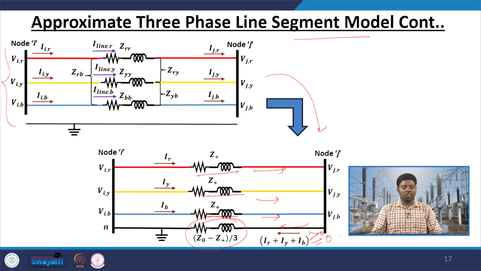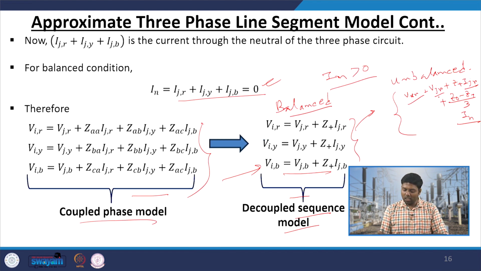So, that makes the approximate 3-phase line segment model more attractive rather than your actual phase models, because these are mostly decoupled models. You have seen this equation does not have the IY component or IB component. That means it does not depend upon your other phase currents, it depends upon your neutral current, how much resultant neutral current is flowing in the neutral wire.